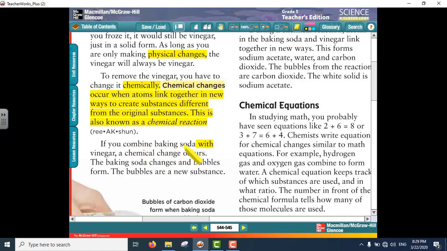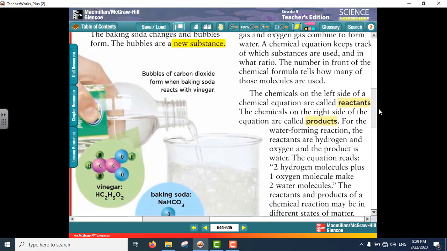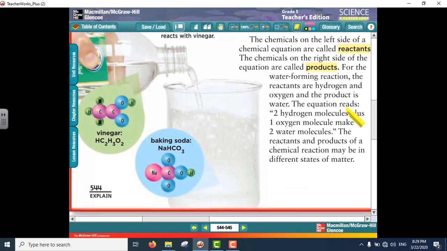If you combine baking soda with vinegar, a chemical change occurs. The baking soda changes and bubbles form. The bubbles are a new substance, so this is called a chemical reaction. Here, vinegar with baking soda, and we have bubbles. These are called products. Now we have a new substance, so this is called a chemical reaction.